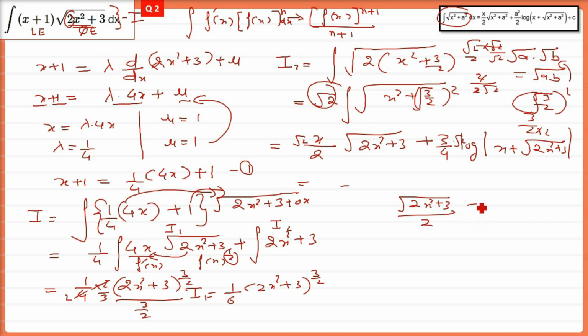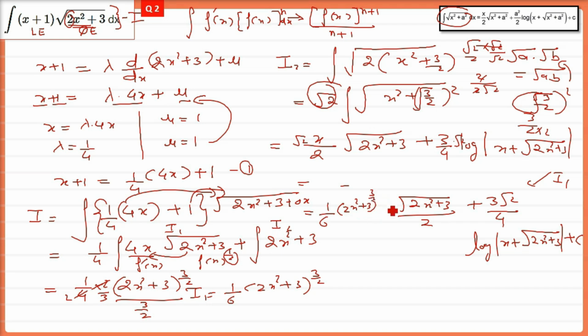The second term is going to be 3 by 4 root 2, and then I'm writing log, log modulus of, remember log will always have modulus inside, x plus under root 2x square plus 3 plus constant of integration. This is your I2. Now let's include I1, 1 by 6 (2x square plus 3) raised to the power 3 by 2, which was already done. So I1 plus I2, this whole is your final result from here to here. So this is your final answer.